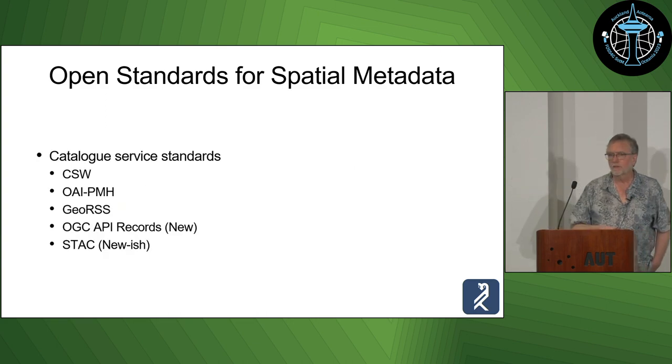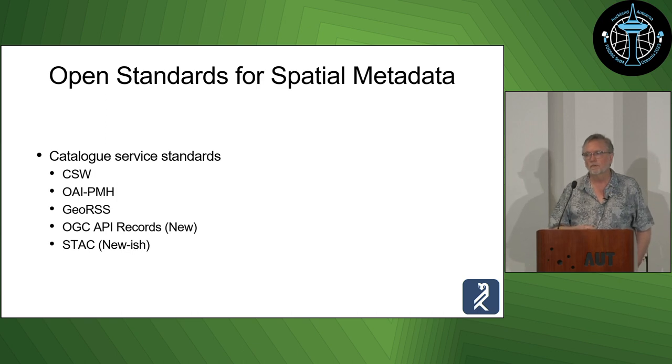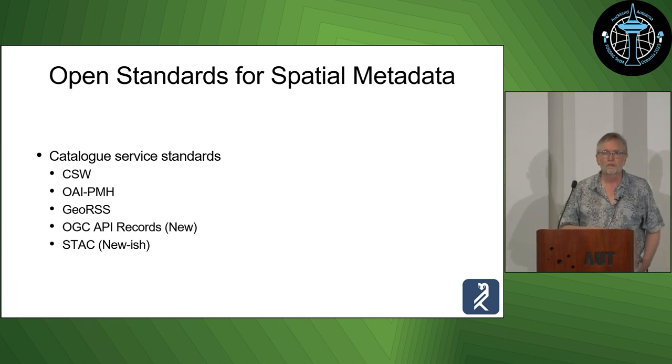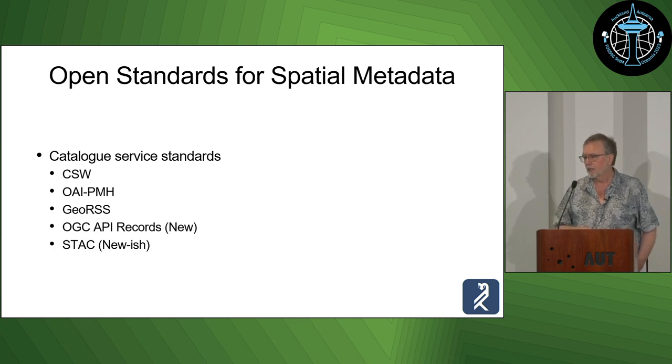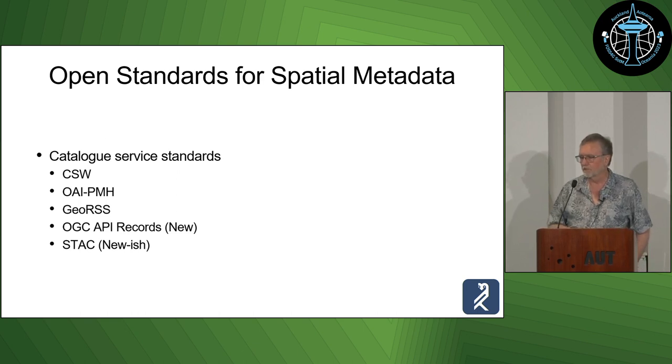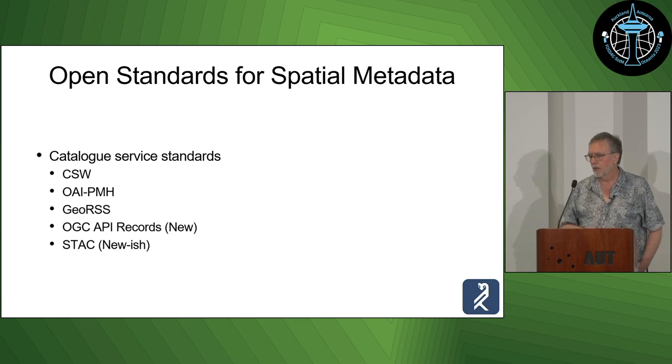Catalog standards. This is a different category. These are a little bit different than the metadata standards. They're about how do you search and share the metadata over the web. And some have been around for a while, the CSW from OGC, OAI-PMH, and these are things that GeoNetwork does support or is looking to support in the future. The new ones at the bottom have some support in GeoNetwork, but as they're not entirely finished, it's kind of hard to do them entirely.